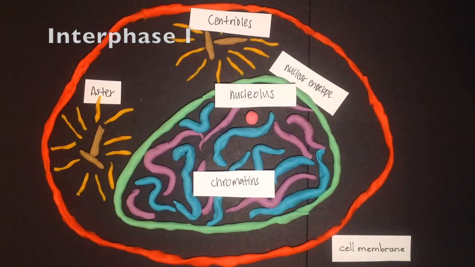Interphase 1 is the growth period where DNA replication occurs within uncondensed chromatids. Centrioles and asters form, and a nucleolus is present. Most cells spend their growth and development during interphase.